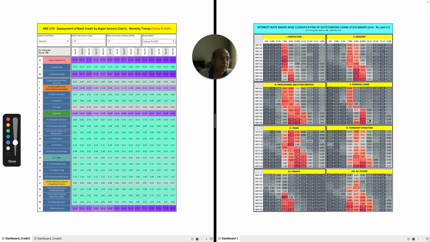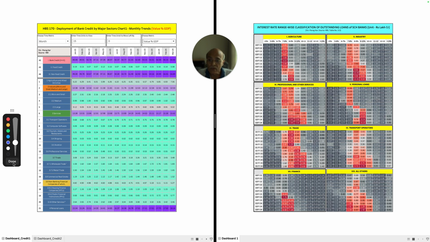So from a personal loan point of view, you will find that there are two important brackets, 9 to 10% and 8 to 9%. Here, the latest data says that we have around 11.66 lakh crores in the 8 to 9% bracket and 16.2 lakh crores in the 9 to 10% bracket of personal loans. Other loans have also shown an increasing trend, gravitating towards the highest interest rate. Okay, so that's what we are able to see here.